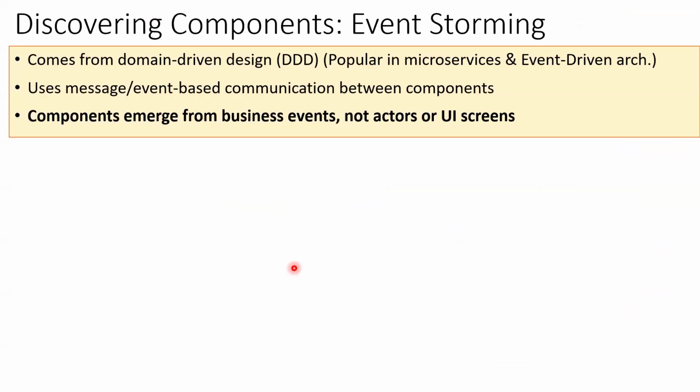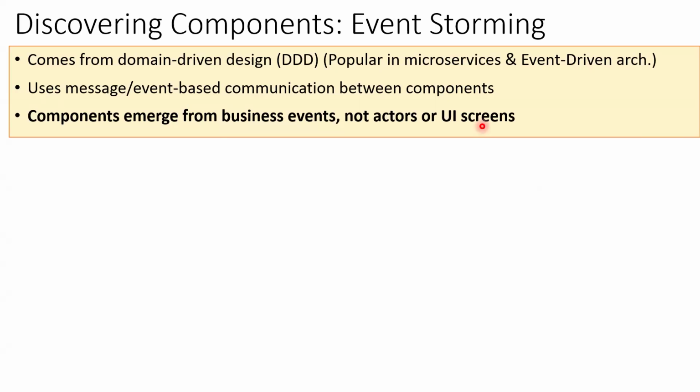The second approach is event storming. Again, the objective is to discover components. Through event storming, you can also discover components. By the way, this approach comes from domain-driven design, and it is a popular technique within microservices architecture and event-driven architecture. What these architectures are, we will study in lectures 7 and 8. It uses event-based communication between components, messages or events. And components emerge from business events, not actors or UI screens.